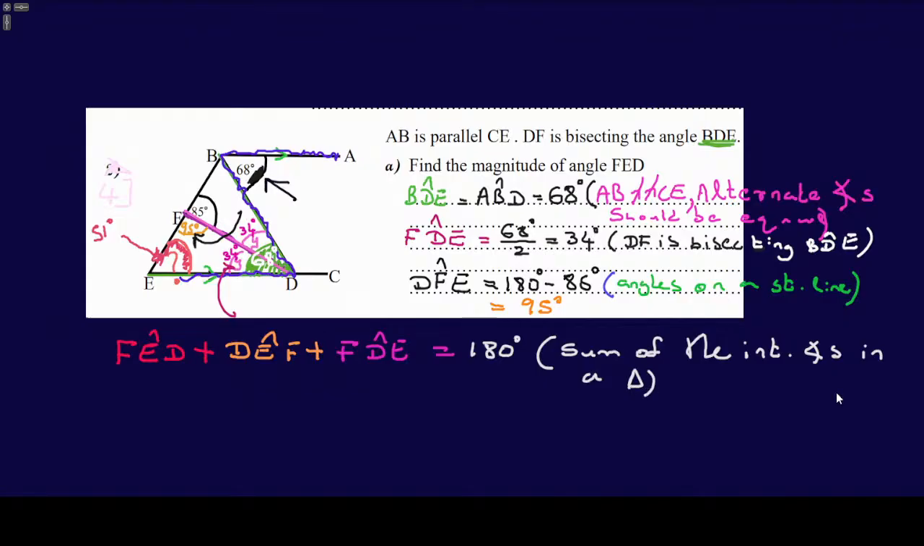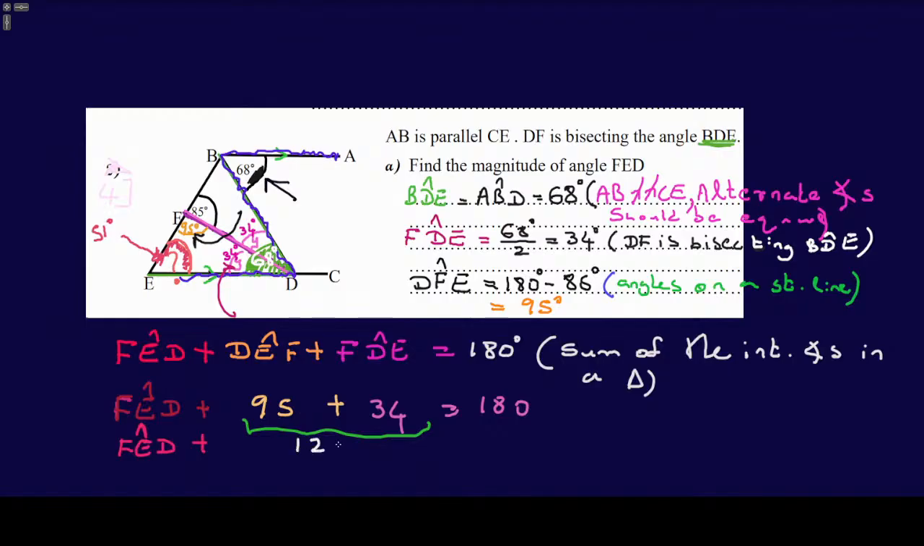So what is FED's value? FED's value is not known. That is what we are supposed to find. We have marked that with a question mark in the diagram. FED, DEF, the orange angle, we know 95, and the pink angle that's at the bottom, that's 34, equals 180. So then we get FED plus, what is 95 plus 34? That's 129. 129 equals 180.